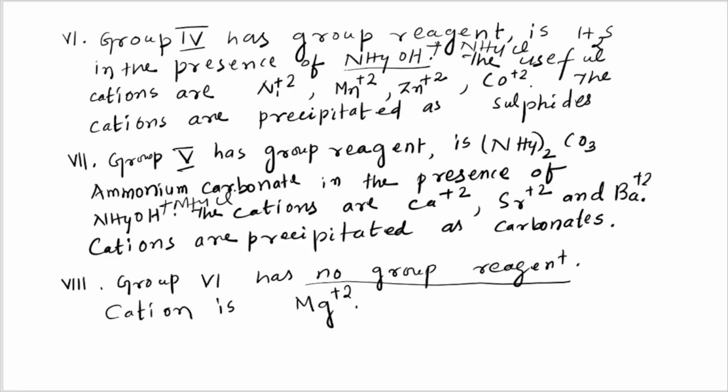1 group has dilute hydrochloric acid. Second is dilute hydrochloric acid and H2S gas. Third, ammonium chloride and ammonium hydroxide. Fourth, that means H2S gas is passed through the solution of ammonium chloride and ammonium hydroxide. Group 5, that is ammonium carbonate, a white solid, you will add in the presence of ammonium chloride and ammonium hydroxide. Here the cations are Ca plus 2, Sr plus 2, and Ba plus 2. And group 6 has no reagent.